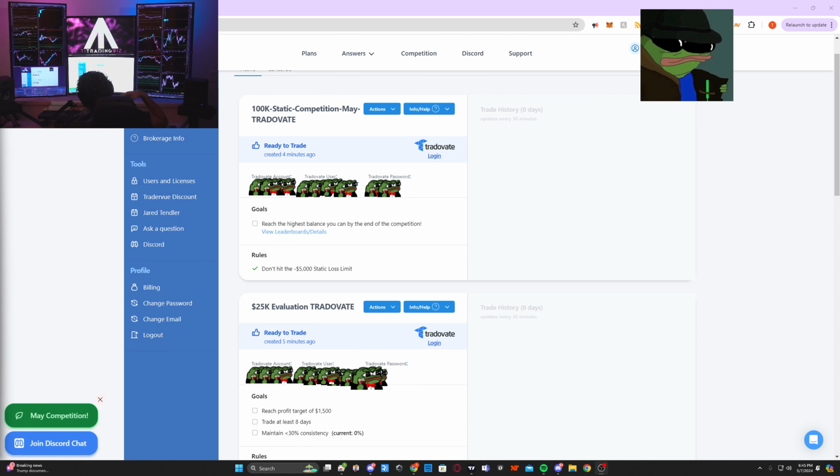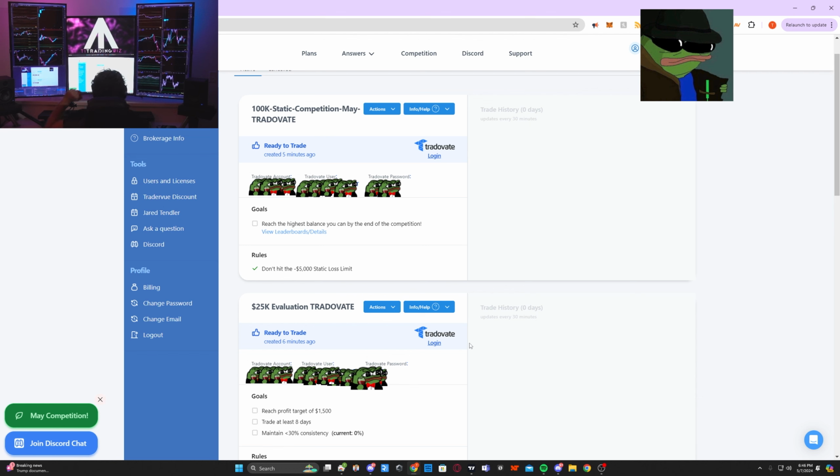All right. After you have paid for your accounts, you're going to have a screen that looks like this. You'll see your Tradingview account, your Tradingview username, and your Tradingview password right here. There's a reason why I have these things covered up. So this is what the dashboard is going to look like. You can see I have the 100K static competition of May, and it has the rules here. Down here, I have the 25K evaluation. You can see reach a profit target, how many trading days, maintain the consistency.